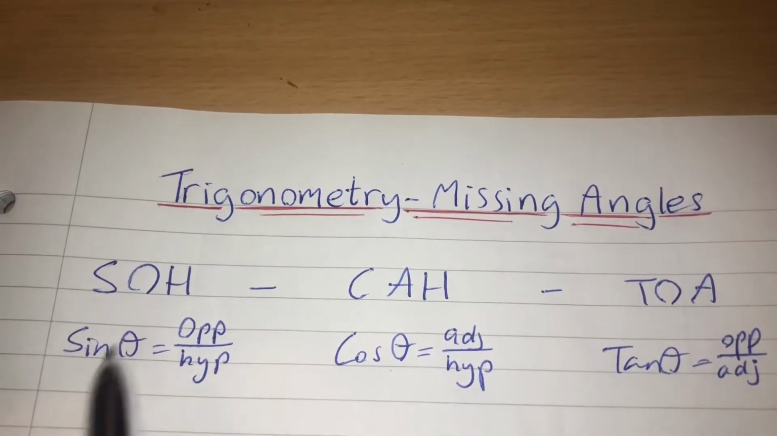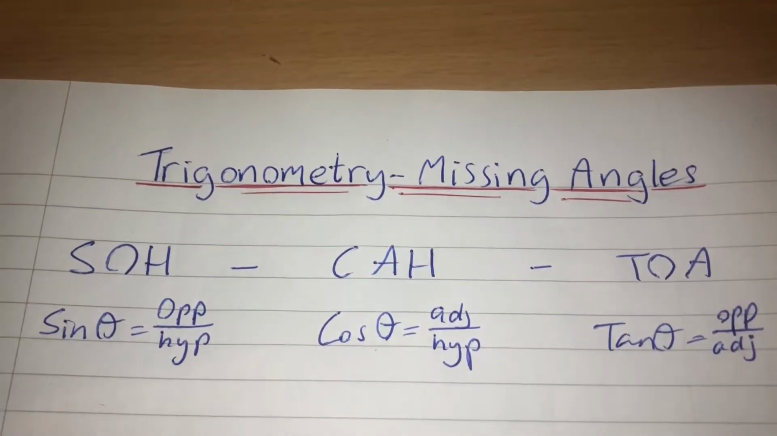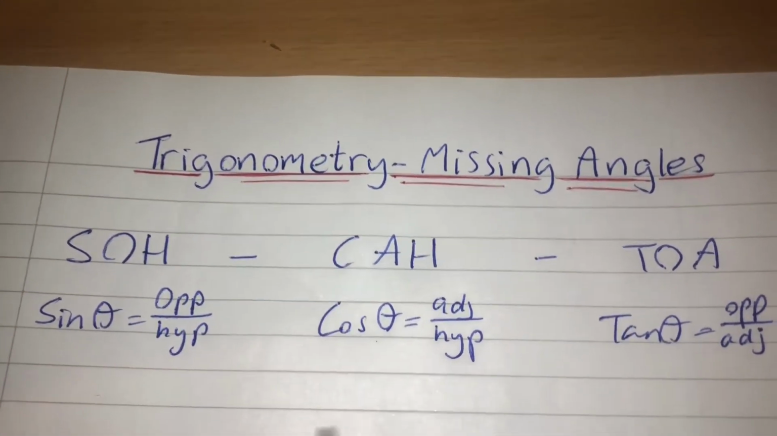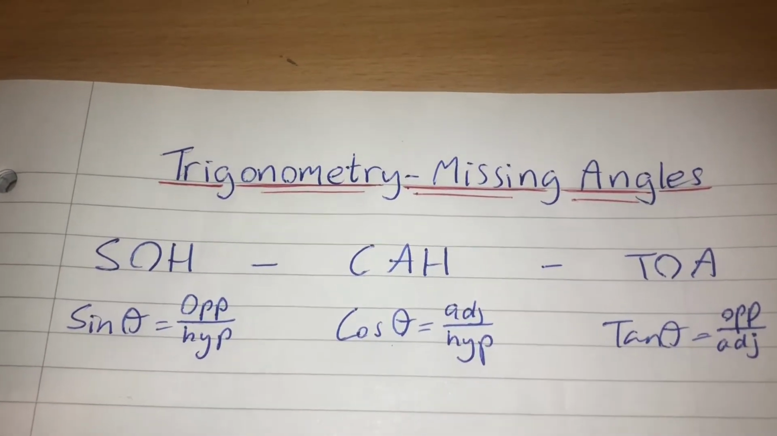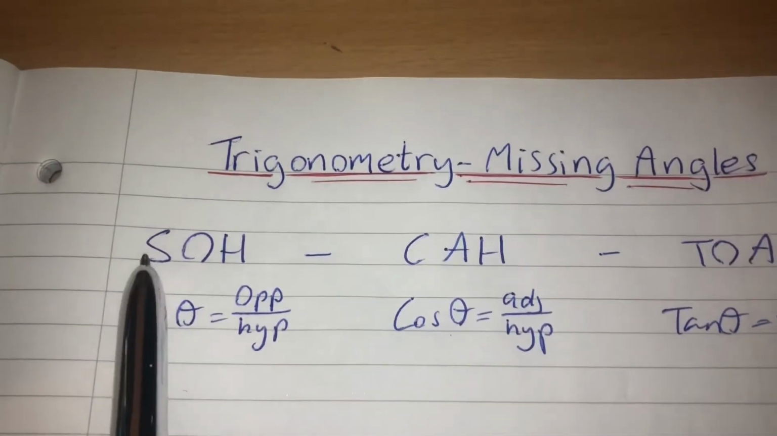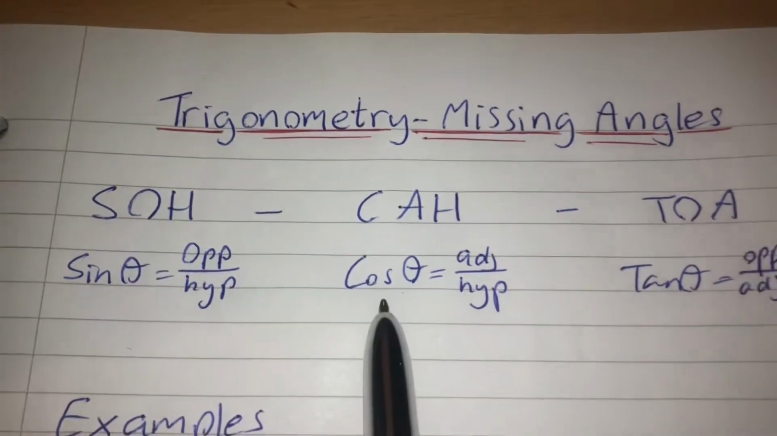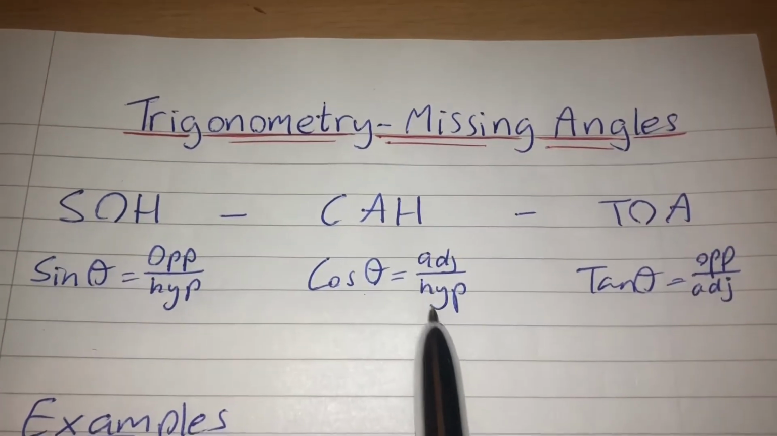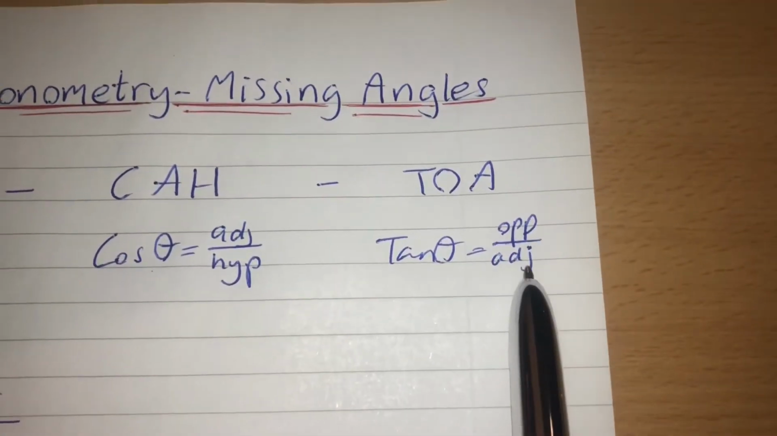So, just a quick recap, SOH CAH TOA, which you'll remember from the first lesson, is the saying that helps us to remember our three different formulas for trigonometry. Sine theta, so SOH, equals opposite over hypotenuse. Cos theta equals adjacent over hypotenuse, that's given us by CAH. And tan theta equals opposite over adjacent, that's TOA.